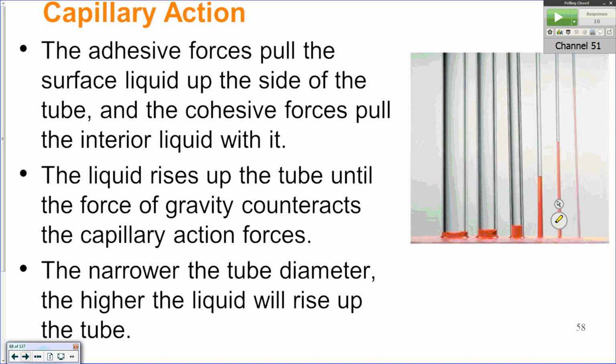So the more the adhesive forces, the more the pull of the liquid up the sides of the tubes, and the cohesive forces are pulling the liquids to the interior. What we see is, as we make the tubes narrower and narrower, the adhesive forces get larger than the cohesive forces, and the amount of liquid that goes into the tube gets higher and higher. So we see the greatest influence of capillary action with the narrowest of tubes. That's just the pull of the liquid itself that's pulling the liquid in the tube. So the narrower the tube, the higher the liquid is going to rise in it.